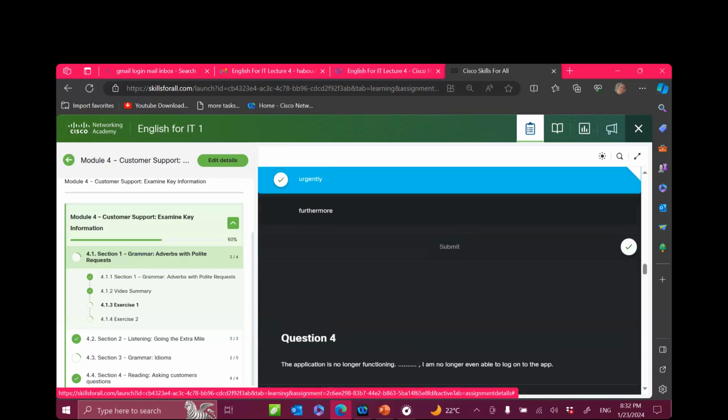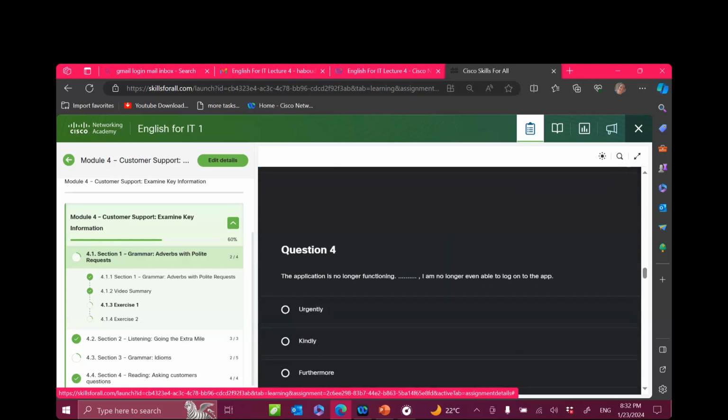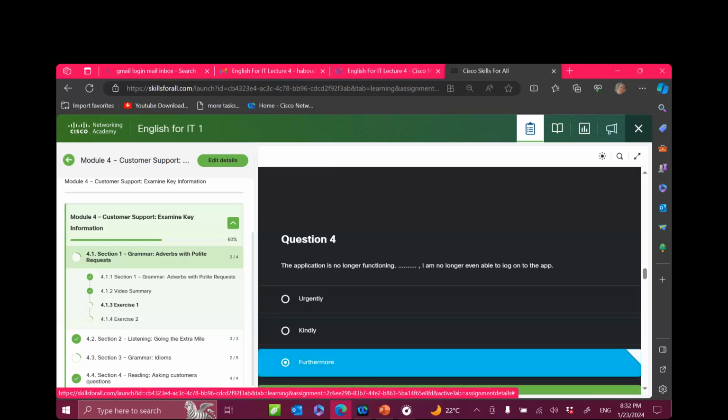Question number 4. It says the application is no longer functioning. The application is no longer working. The application is no longer functioning. I am no longer even able to log on to the application, to the app. So what do you think? I have 2 sentences, and I need an adverb at the beginning of the second sentence. So do you think this is the one? Furthermore?